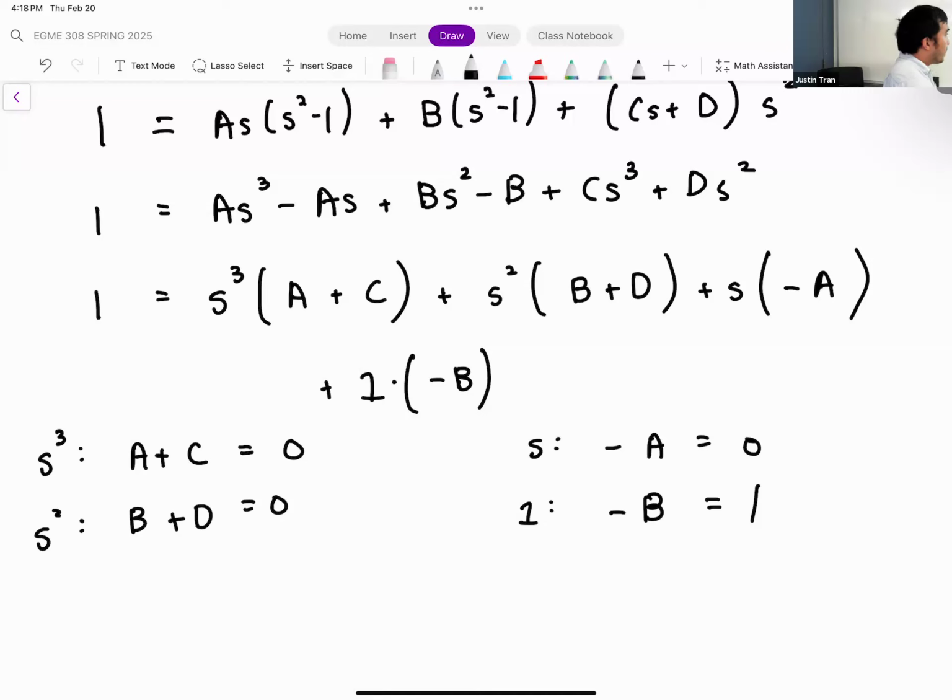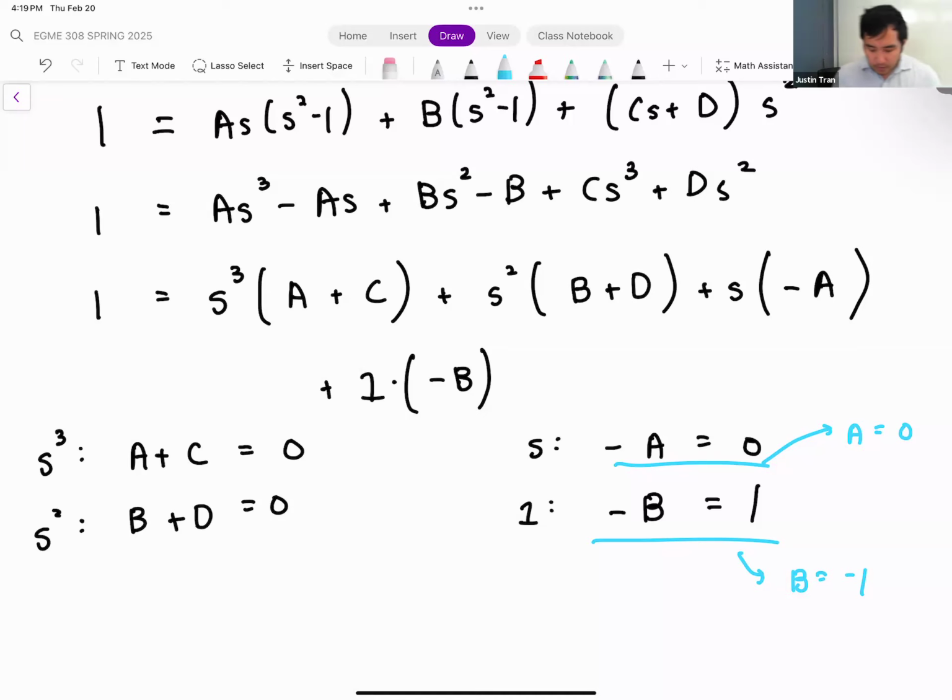Okay. So even though there's 4 equations and 4 unknowns here, this actually has a pretty simple result. Because right off the bat, we can see that A is going to be equal to 0, right? B is going to be equal to minus 1. Okay. So those are pretty easy equations to work with.